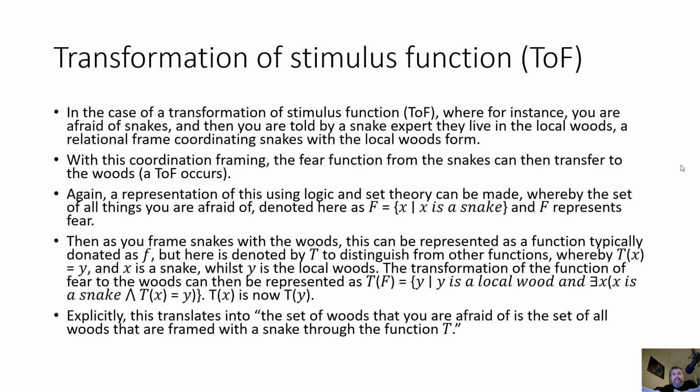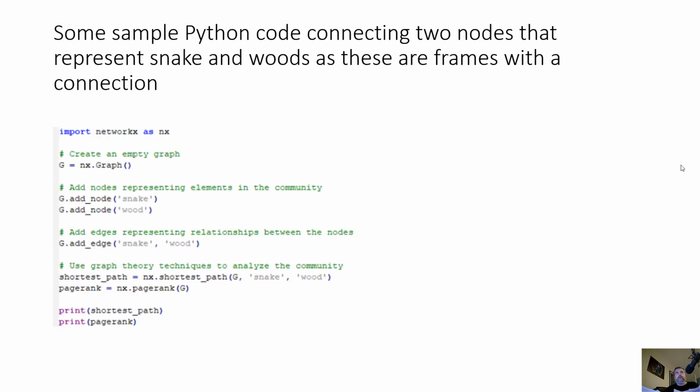So now tx implies ty. The function tx has now transformed to the function ty. So basically, fear of the snake is now transferred to fear within the local woods. Explicitly, this translates to the set of the woods that you are afraid of is the set of all woods that are framed with a snake through the function t. That's the exact way that's defined.